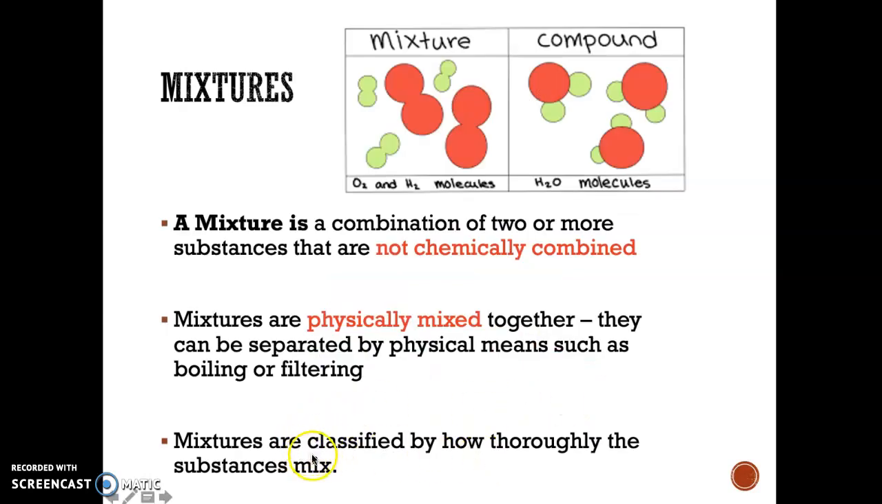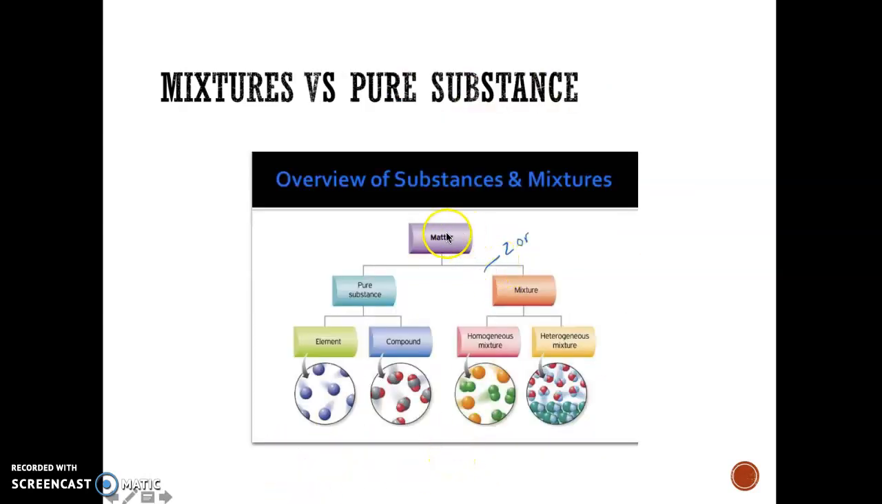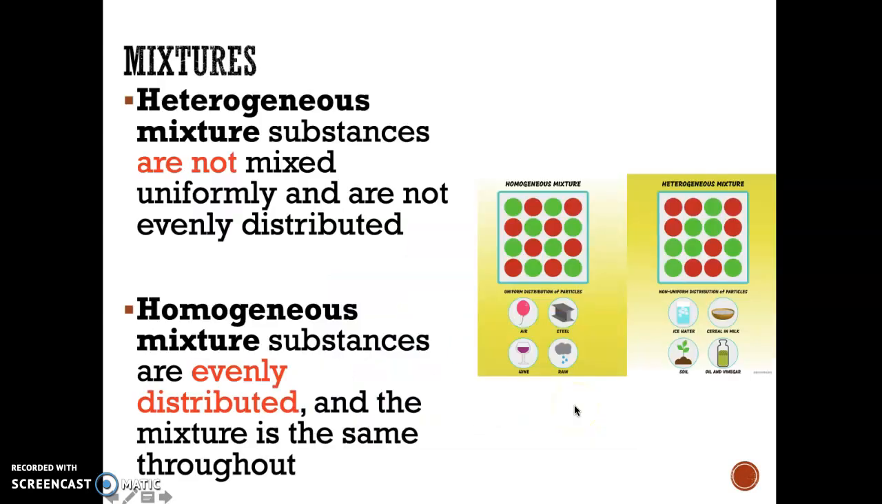And we classify mixtures by how mixed they are. So when I look at matter, we've got our pure substances, elements or compounds. We have mixtures. We have two types, homogeneous and heterogeneous mixtures. Homogeneous mixtures are evenly mixed and heterogeneous mixtures are unevenly mixed, or we'd say not mixed uniformly. Homogeneous mixtures are evenly distributed. So anytime you have gases, we call those homogeneous mixtures. Air is a very good example of that. Metal alloys, rain, or oftentimes liquid mixtures are considered homogeneous mixtures.